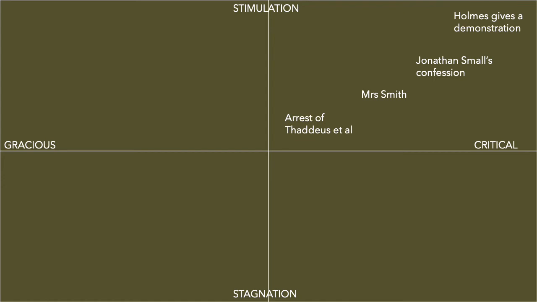The other moment when he's shown to be fairly critical is when Thaddeus is arrested by Athelney Jones, and it says et al. Because that means everybody else. So the housekeeper, the butler, the guard at the gate, they're all arrested. He shows impatience there. He's quite sarcastic about it, but he shows his critical side in what takes place there.